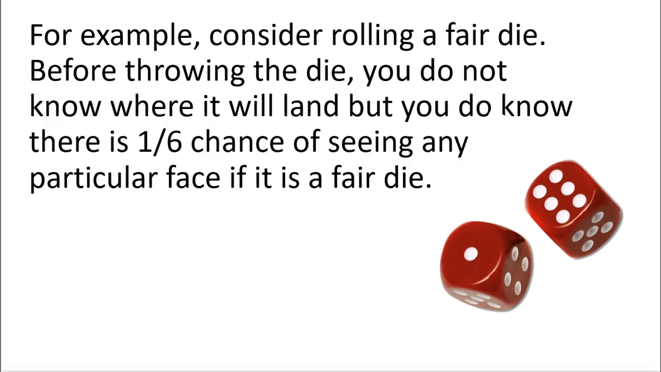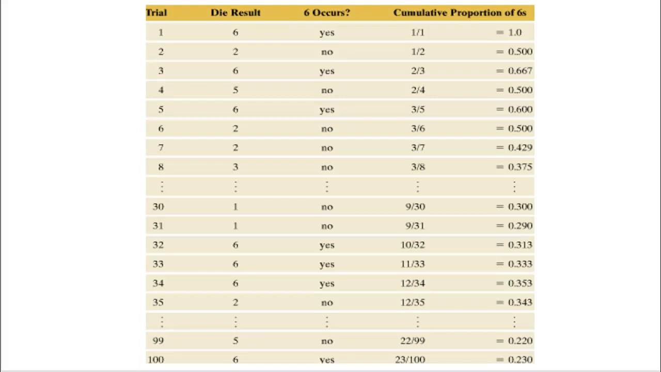For example, consider rolling a fair die. Before throwing the die, you do not know where it will land, but you do know there is a 1 in 6 chance of seeing any particular face if it is a fair die. We have a die and want to know if it is fair. We can see the results for our example experiment below.